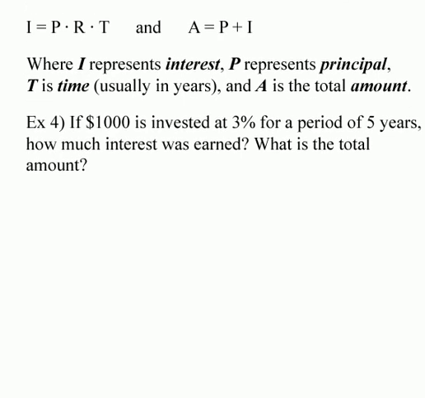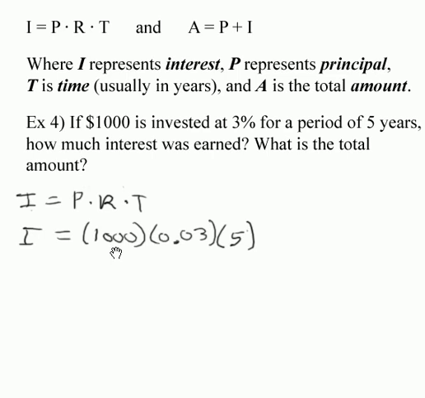Interest equals principal times rate times time. The principal was $1,000. 3%, remember percent means out of 100 or divided by 100. So 3 divided by 100 is 0.03. That's the tens place, hundreds place, so that's 3 100s. And then for 5 years, T is 5. Very simply, if you take your calculator and multiply them, 1,000 times 0.03 times 5 gives you $150.